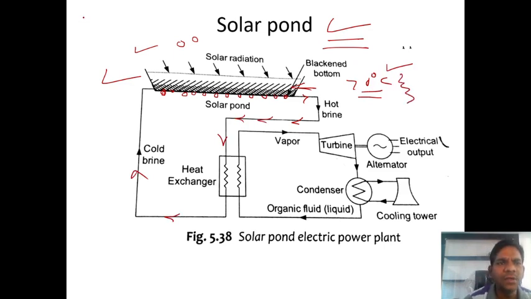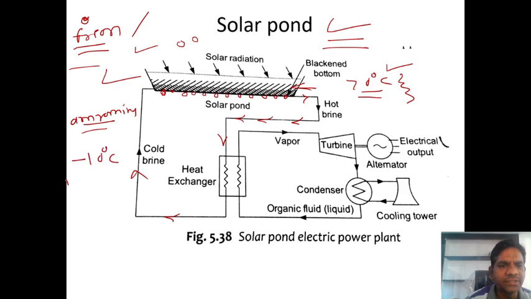The name of this working fluid is Freon. Freon or ammonia will be used there. This has a very low boiling temperature. It will boil at a temperature of -10 degrees Celsius to 20 degrees Celsius. Very low boiling temperature of this working fluid. So there is a connection of this pipeline at the bottom of the solar pond.